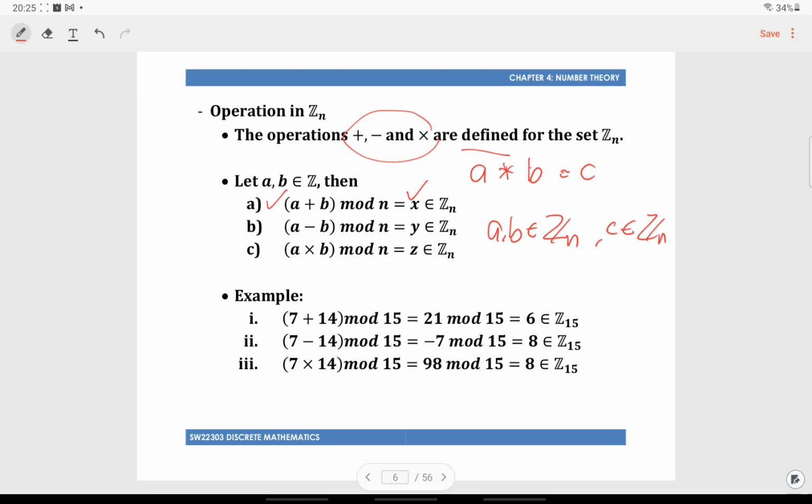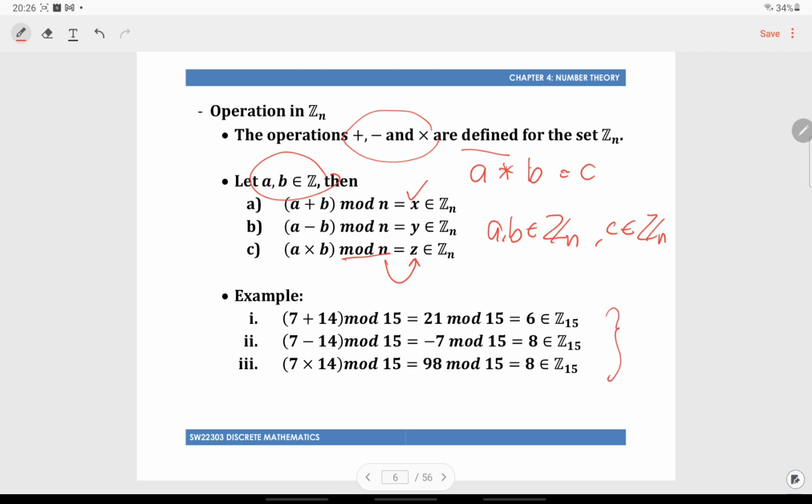Even if a and b do not belong to Zn, we can still do the operations, and we can do the modulo reduction to ensure the outcome belongs to the set Zn. After we do the modulo reduction, the outcome of the following three operations will belong to the set Zn. I'll give you a few examples here.